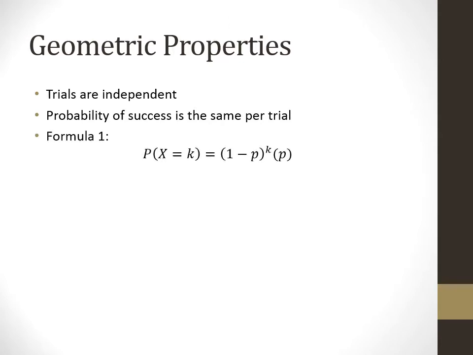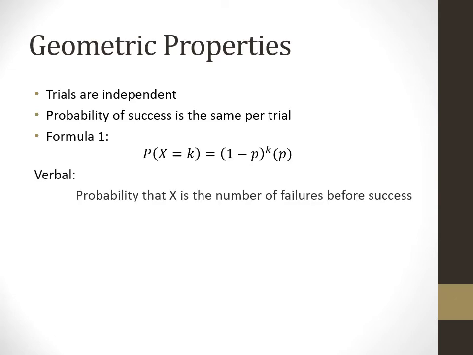You notice that it's (1 minus p) to the power of k times p. So p represents our success rate. What this equation is saying is you're having successive failures before the first success. So in verbal form, it's the probability that x is the number of failures before the first success.